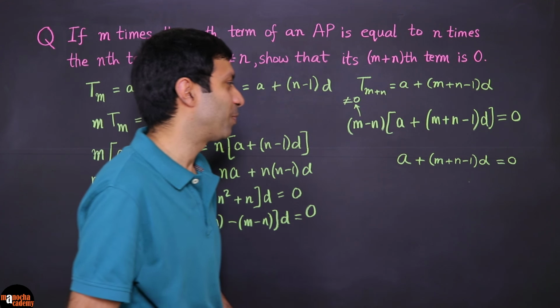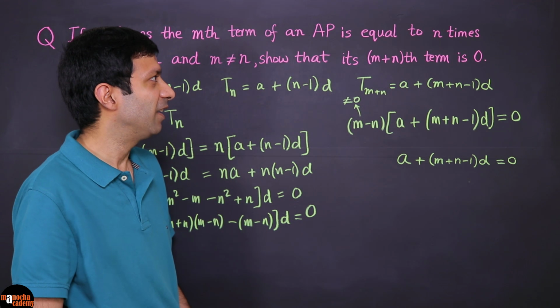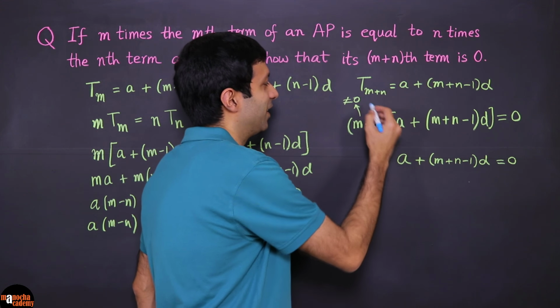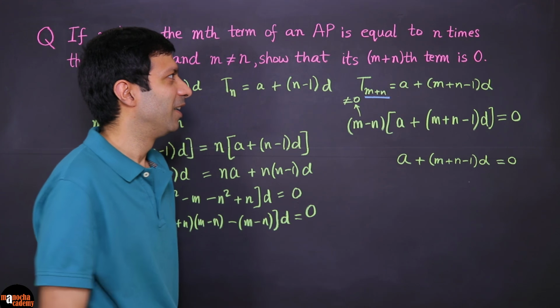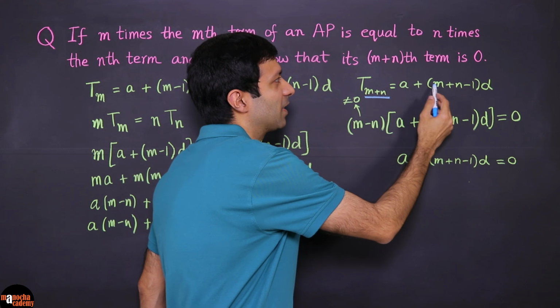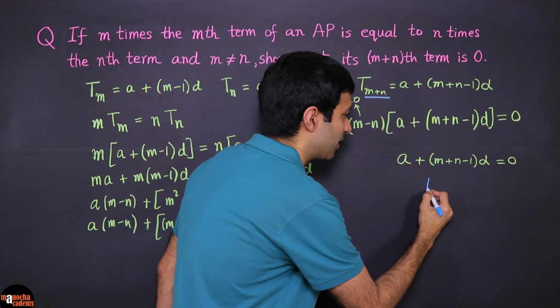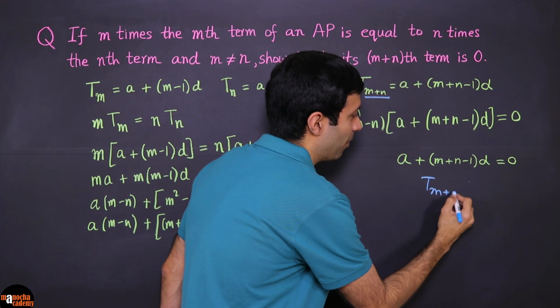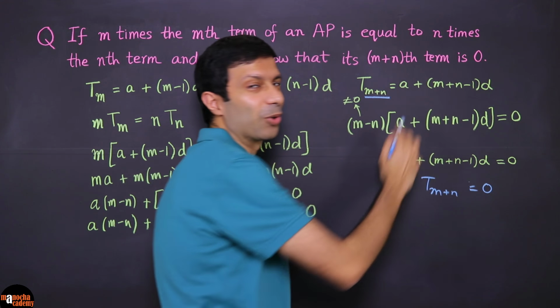And what is this expression here? A plus m plus n minus 1 times d. So if you carefully look at this one and compare it, it's exactly our Tm plus n, right? Because Tm plus n is a plus m plus n minus 1 into d. So therefore we know that Tm plus n is equal to 0, and that's exactly what we had to prove in this question.